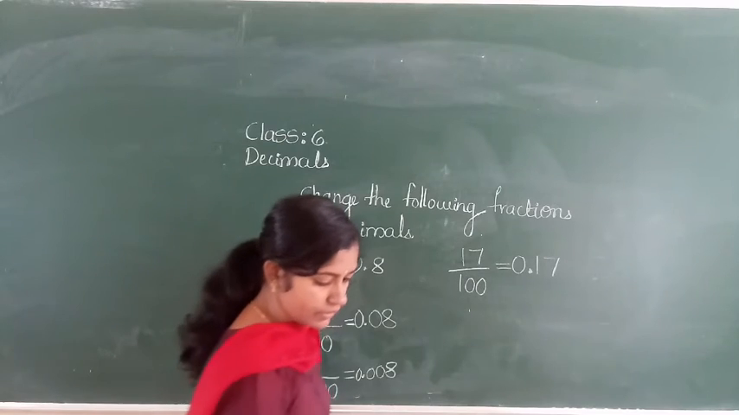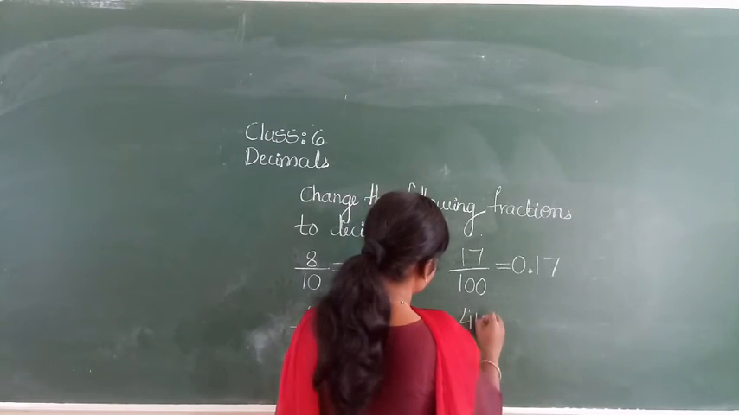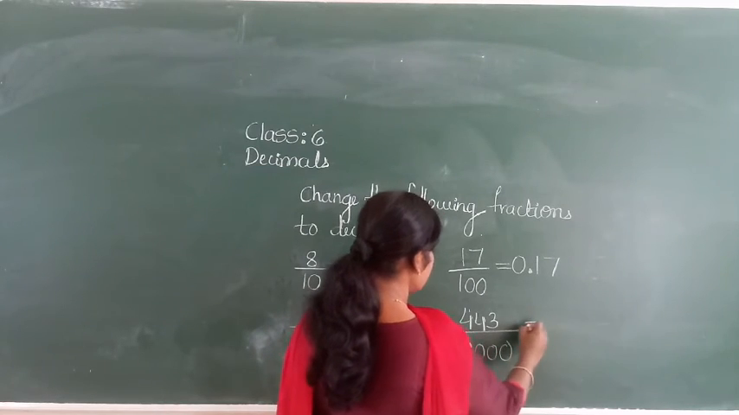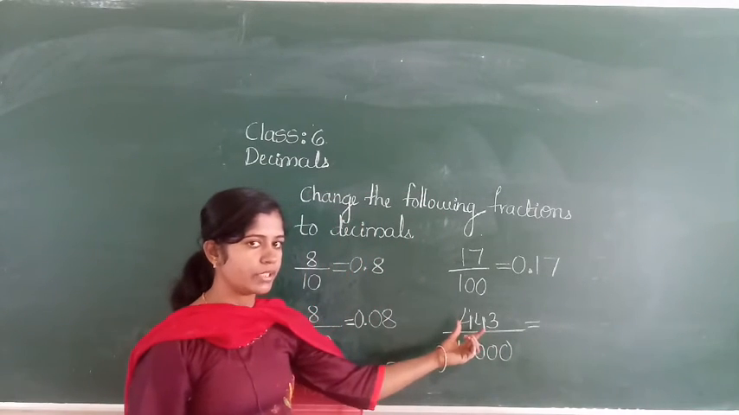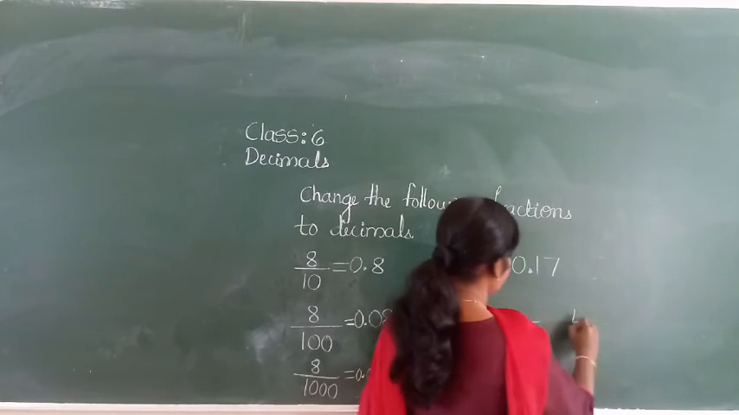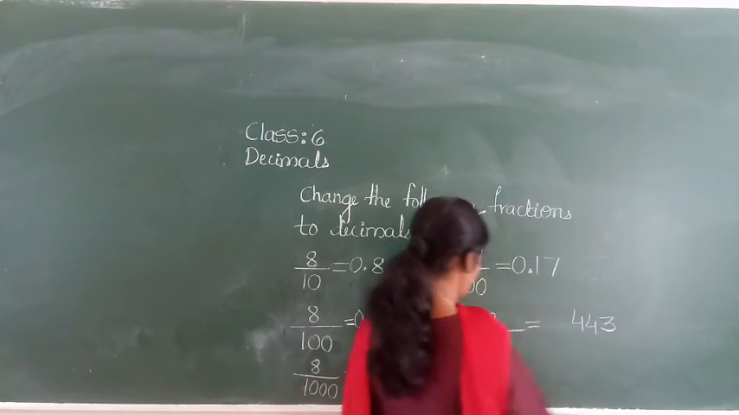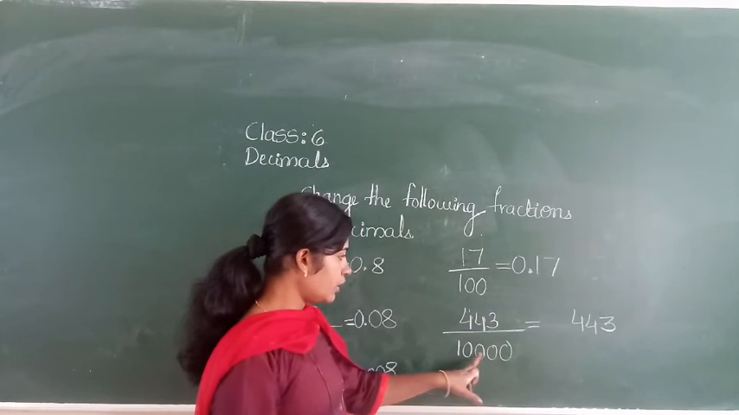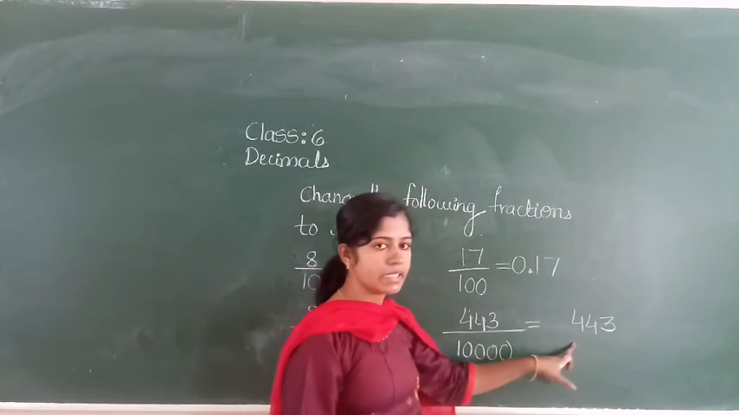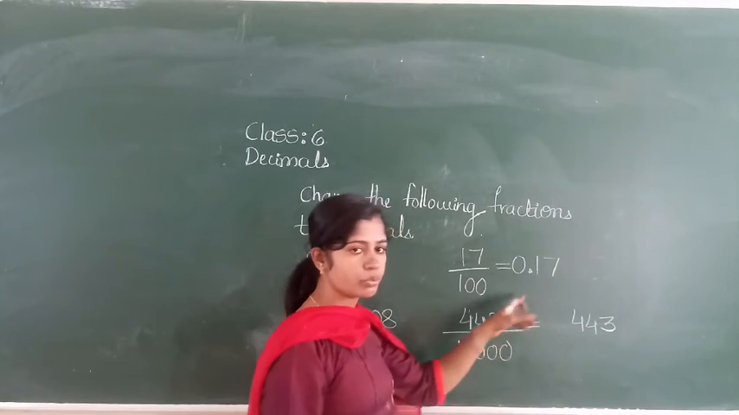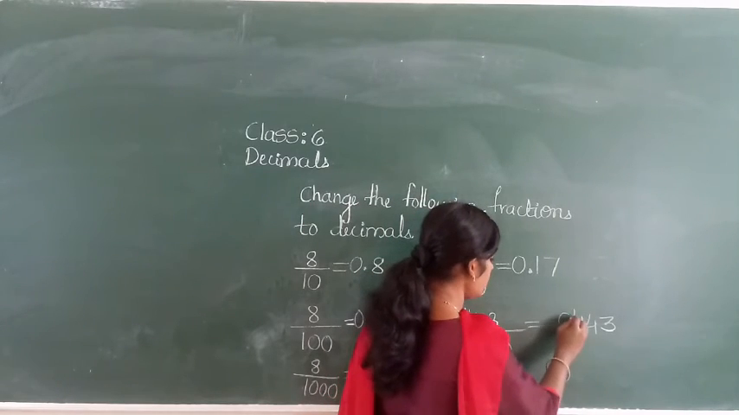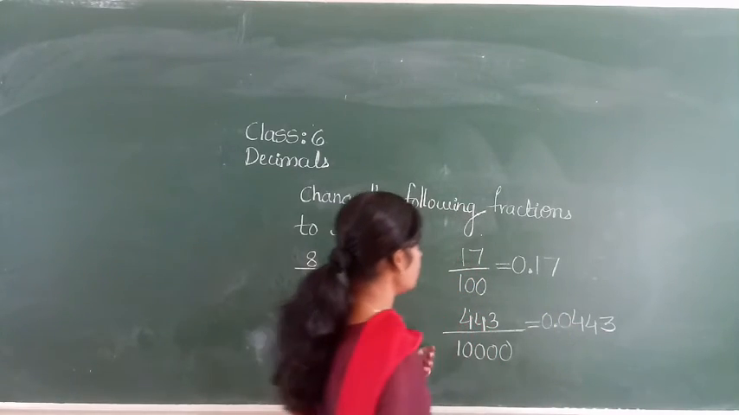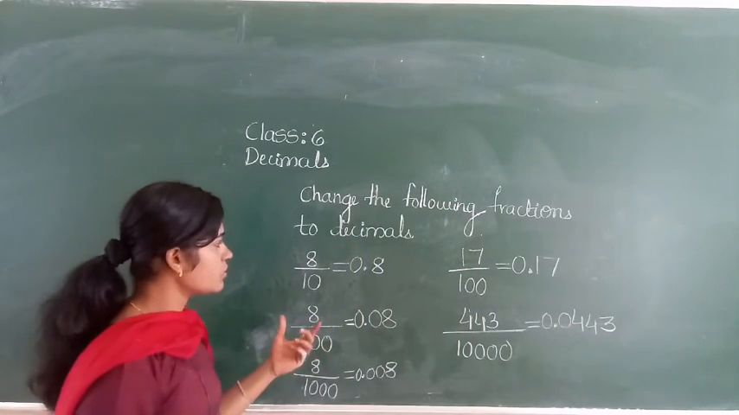Next I will take here 443 by 10,000. Then tell me what to do. First step we have to write here the numerator as it is. Write here 443. After how many digits do I need to give the point? Count here 1 2 3 4. Okay, but here only 3 digits are there. What to do? We have to give there 0. Give here 0 and see here 1 2 3 4 and give here the point. So this type you have to convert the fractions to decimals.